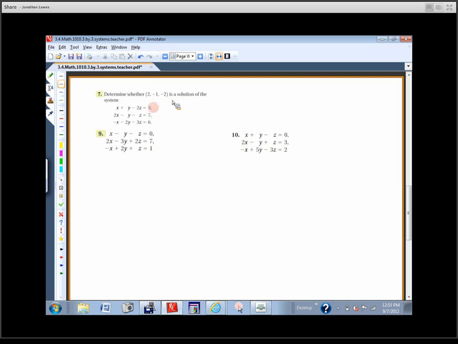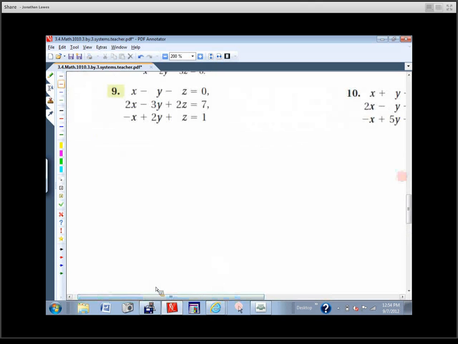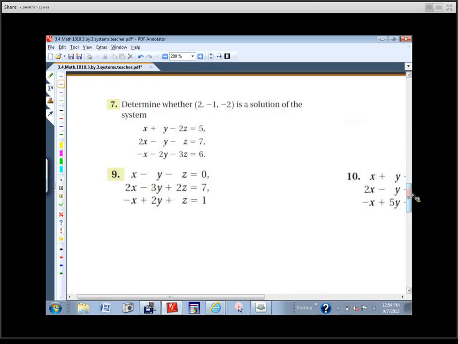Problem number 7, similar to some problems you have on your assignment. Determine whether that point is a solution to this system. How do you check to see whether or not it's a solution to the system of equations? You just plug it in, right? So let's go ahead and plug this in. How will we know if it is a solution? All 3 will be true equations. It will work in all 3. What if it doesn't work in one of them? Then we say no, okay? It's got to work in all 3 of them.